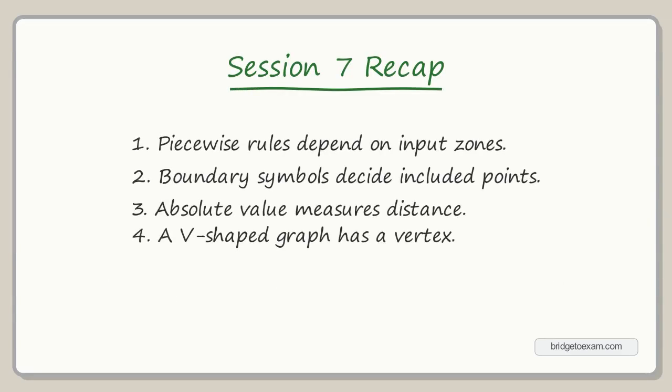Let's recap. Piecewise rules depend on input zones. Boundary symbols decide included points. Absolute value measures distance. A V-shaped graph has a vertex.